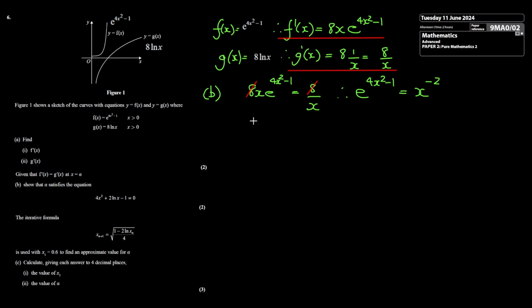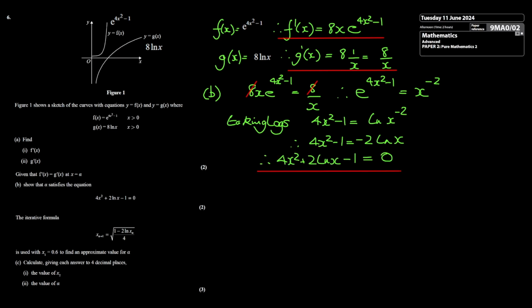If I now take logs, natural logs, the log of e raised to this power is simply the power itself. So this is 4x squared minus 1, and that is equal to the log of this. For the moment I'm just going to write ln x to the minus 2. Now by one of the log laws I can bring that power down and use it as a multiplying factor. At this point I look towards their answer, and they've put everything across to the left hand side and the right hand side will be 0. So all I've got to do is move my negative 2 ln x and push it across to the other side. And that's what they wanted.